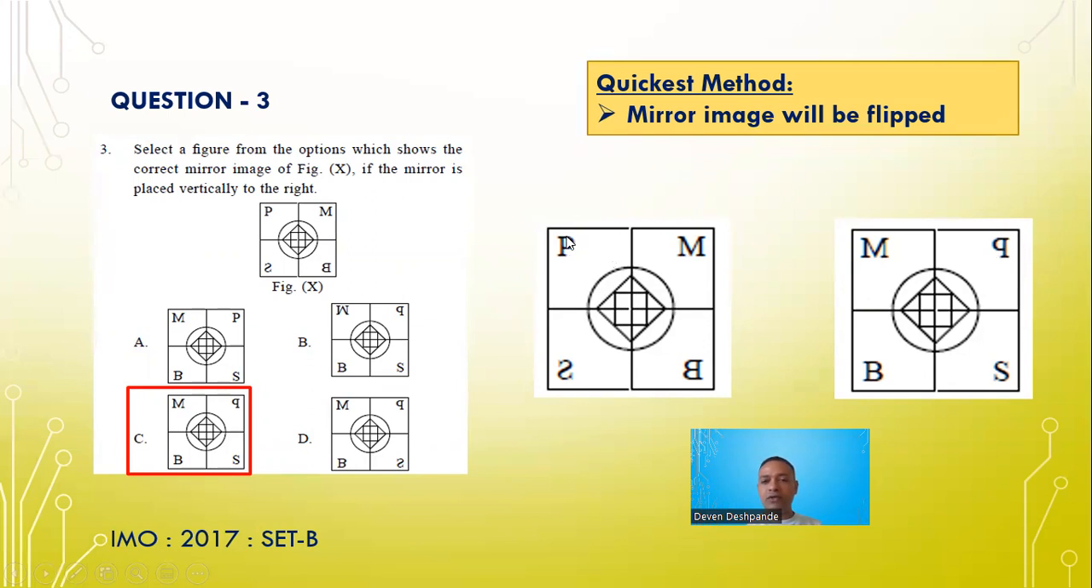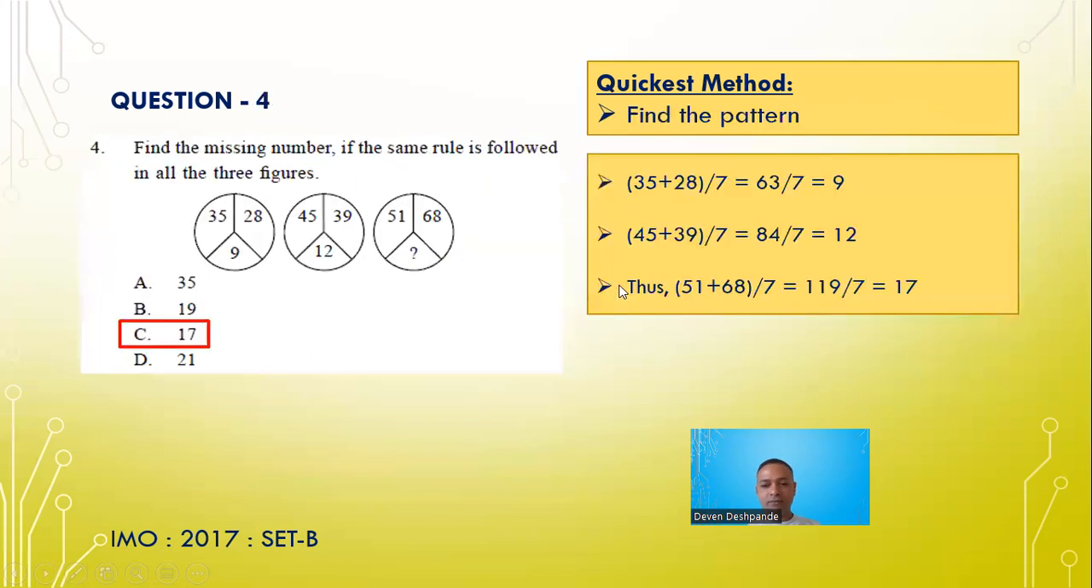If P is looking on the right hand side, this P will look on the left hand side. Similarly, B here is looking on the left hand side, so this B will look on the right hand side. And S, if the S is looking on the left hand side, this S will look on the right hand side. So this is the flipped image of the figure.